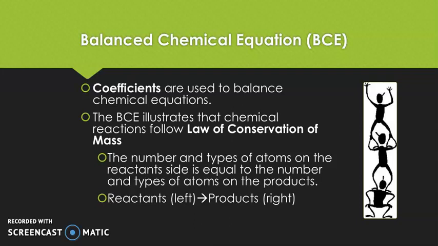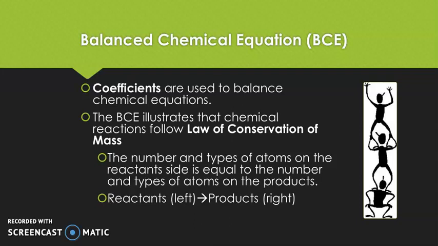The BCE illustrates that chemical reactions follow the law of conservation of mass, which states that mass is never created nor destroyed. When you start out with something, it can change to a different thing, but the total amount of mass that you have is not going to change or leave. The number and types of atoms on the reactant side need to be equal to the number and types of atoms on the product side.